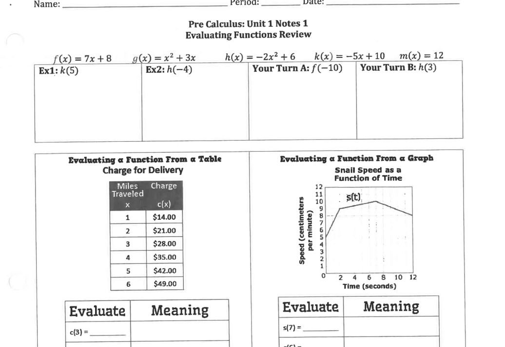Welcome to our video lesson for evaluating functions. We're going to be looking at function notation and how we can evaluate our functions using specific input or output.